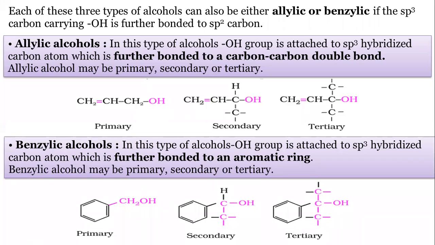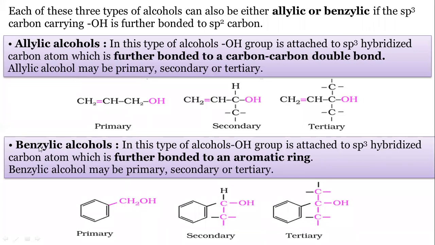In this, allylic alcohols means OH is bonded to the sp3 hybridized carbon, and again this sp3 hybridized carbon is bonded to the carbon-carbon double bond. Again, this is primary, this is secondary, and this is tertiary. So allylic alcohols means OH is bonded to the carbon atom and that carbon is bonded to the carbon-carbon double bonded carbon. It is called allylic.